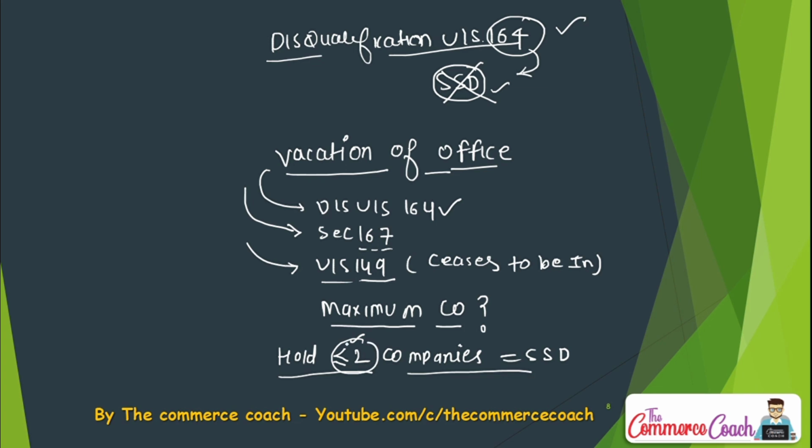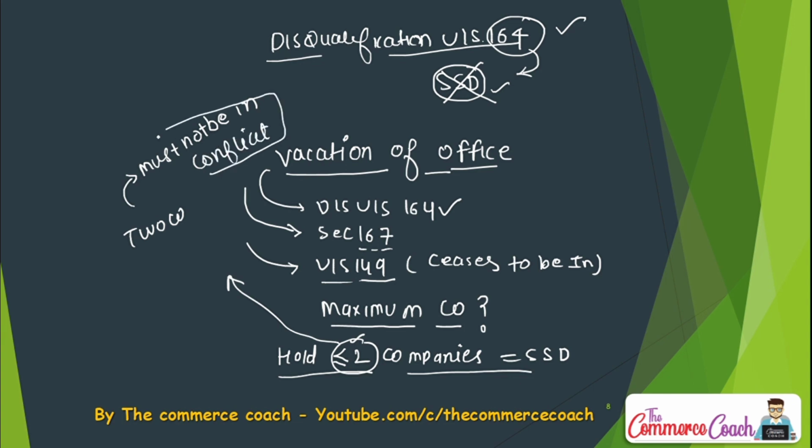Now, in these 2 companies, let me explain another thing. These two companies must not be in conflict. If these 2 companies are in conflict, then he cannot be appointed as a small shareholder director in both of the companies. The 2 companies must be independent and non-connected in any way. Then only he would be appointed as a small shareholder director in such a company.